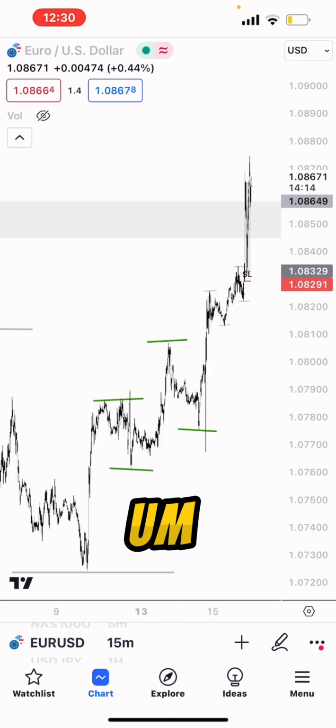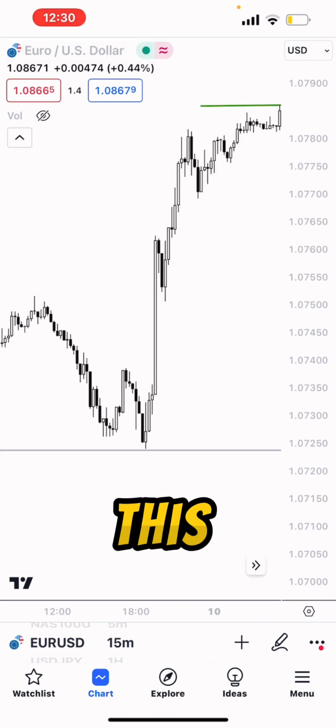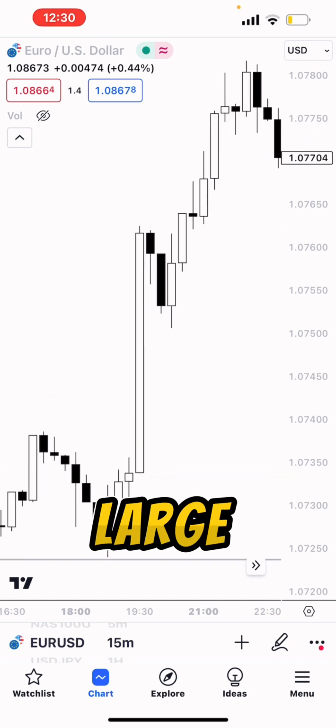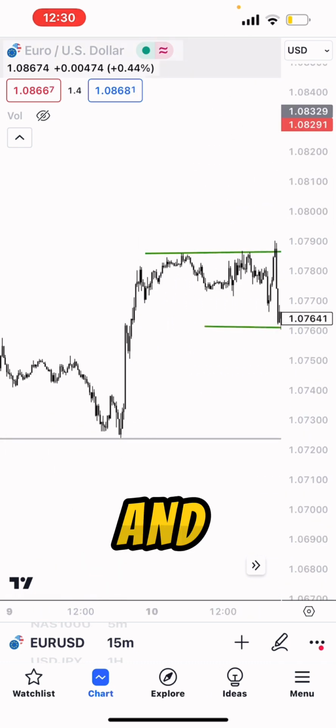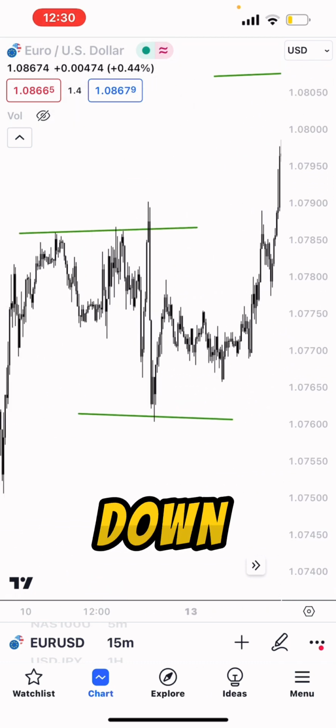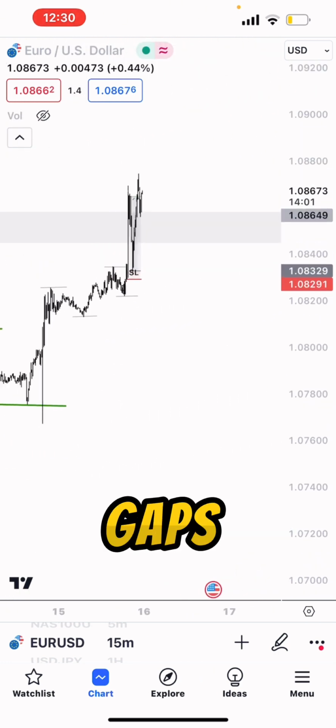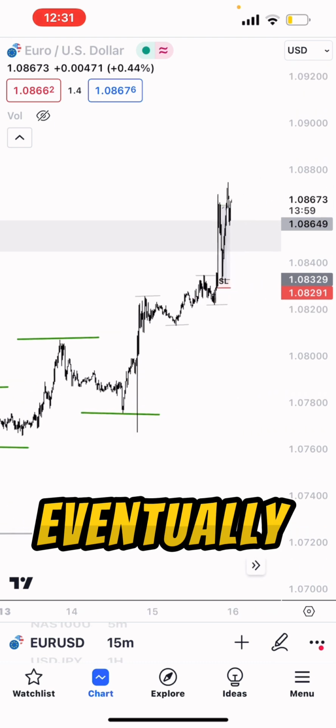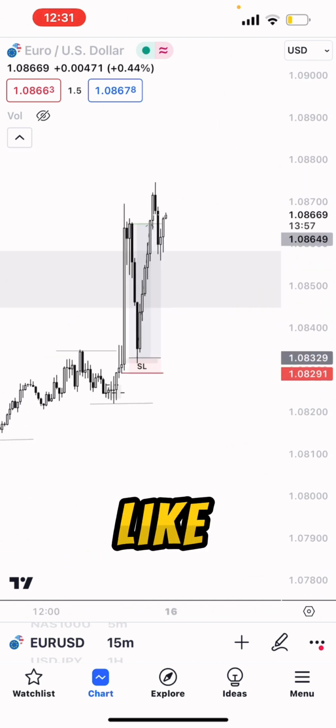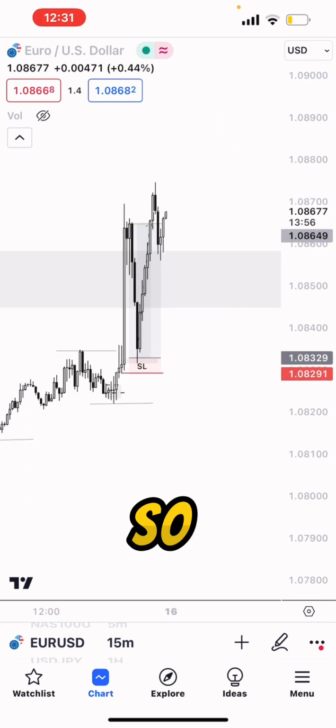And that's why price moves dramatically like this. You see that large white candle, that large impulse there, and you see price come back down to these areas. Eventually all gaps in the market will get filled, so that's why we can trade these gaps like that. And yeah, guys, that's pretty much it for Euro USD.